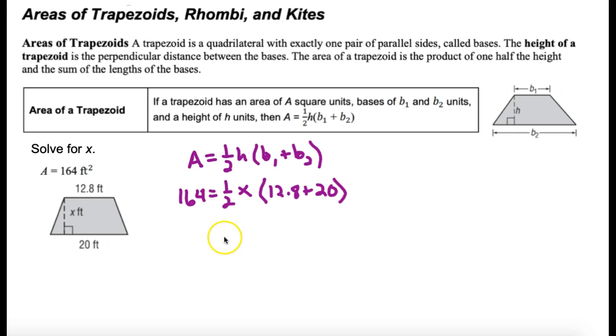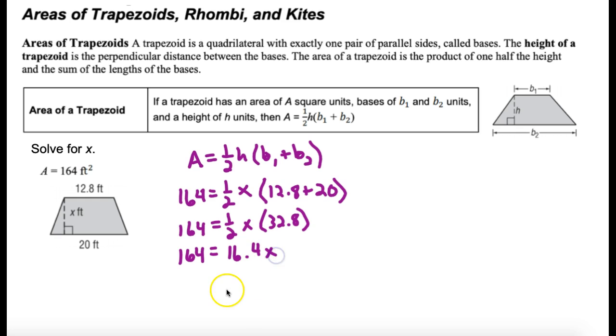All right. Now, let's go ahead and add these values together. So 164 equals 1/2 x 32.8. And now I can multiply that by 1/2. Okay? 1/2 times 32.8 would be 16.4. So this would just be 16.4 times x.